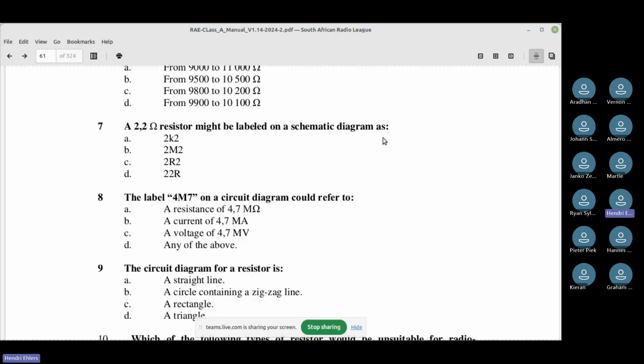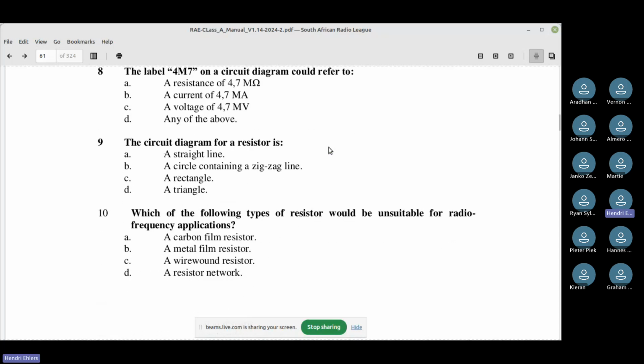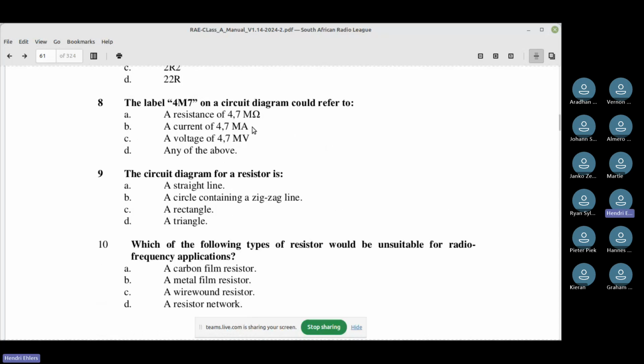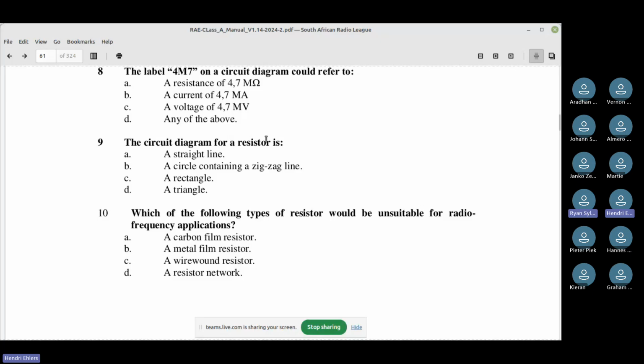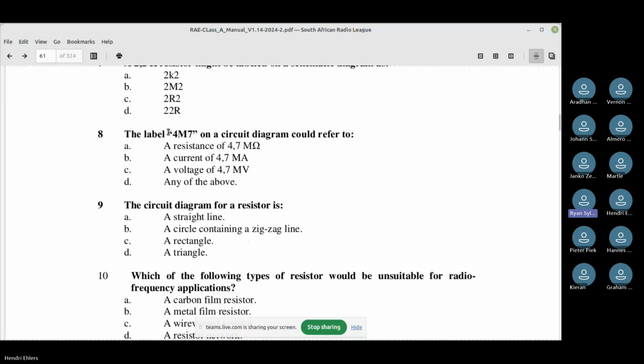The label 4M7 on a circuit diagram would refer to a resistor of 4.7 meg, current of 4.7 mega amp, or a voltage of 4.7 megavolt, or any of the above. Yeah, A, I hear they say A. So it is good. If you got anything else, I would like to know. Is that not a catch question as I didn't indicate the unit?